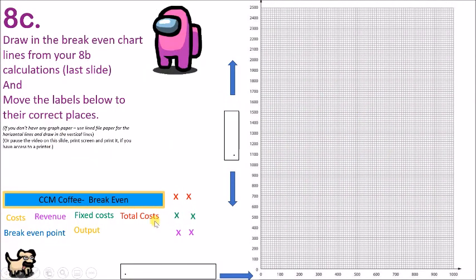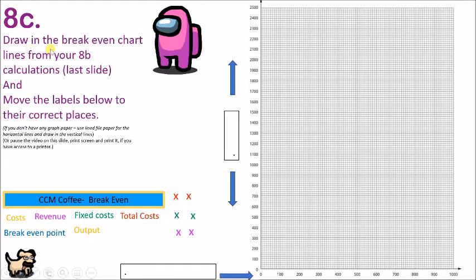Please remember that if you don't have any graph paper, then use lined file paper for the horizontal lines and draw in some halfway ones if you can. And you can then draw in your vertical lines to actually make your X and Y axes. Or if you can, pause the video on this slide, print screen and print it, if you have access to a printer.